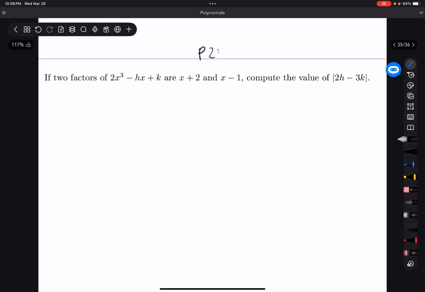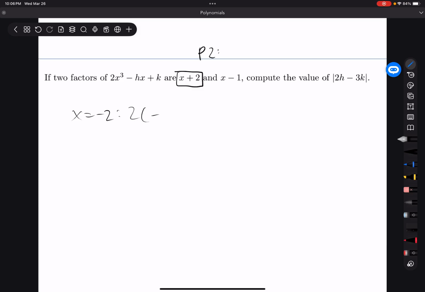If two factors of 2x cubed minus hx plus k are x plus 2 and x minus 1, compute the absolute value of 2h minus 3k. Okay, so what does it mean when it's a factor? It means that when you plug it in, it should always result in 0. So, if these are two factors, then to get x plus 2, we take the inverse, which is minus 2, because minus 2 plus 2 is 0. So, we take x equal to minus 2. This should equal 0 then.